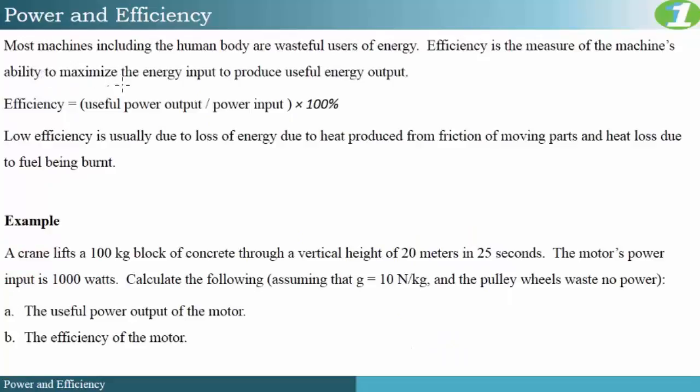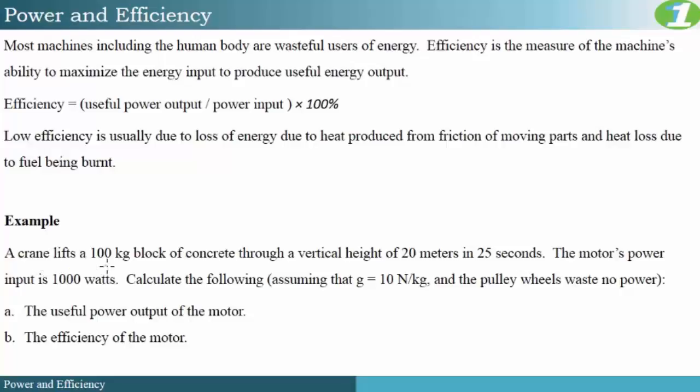As was alluded to in the previous slide, we said that most machines, including the human body, are wasteful users of energy. So some energy is going to be lost. Efficiency is the measure of the machine's ability to maximize the energy input to produce useful energy output. So we can use the formula: efficiency equals useful power output over power input times 100%. And as we said before, low efficiency is usually due to loss of energy as heat produced from friction of moving parts, or heat loss due to fuel being burnt. Now let us look at an example.